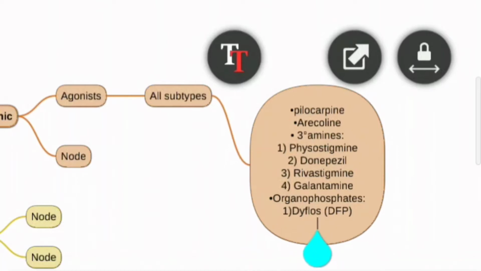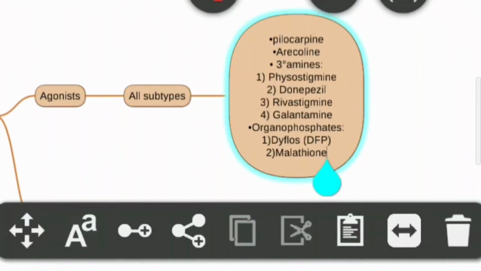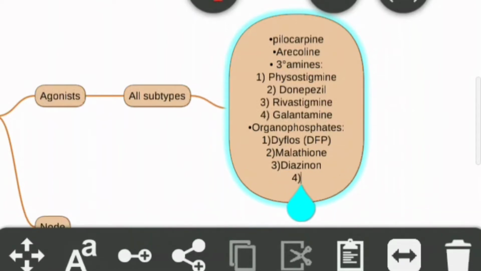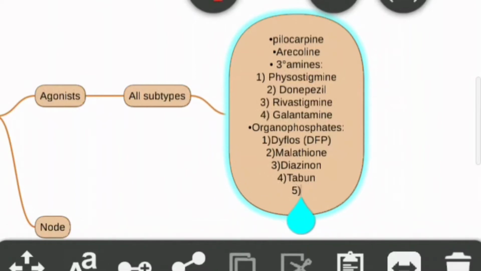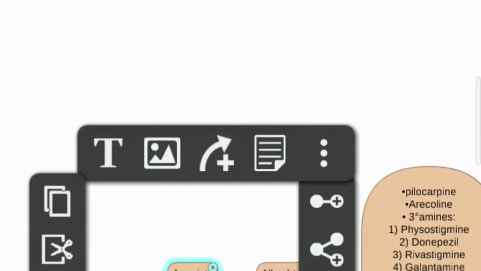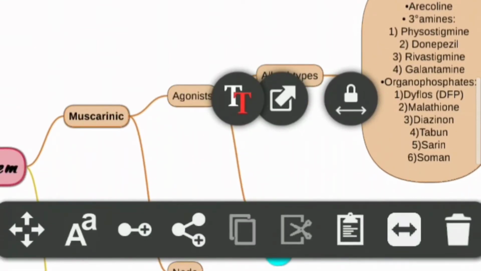Under organophosphates, first diflos, DFP, second malathion, third diazinon, fourth tabun, fifth sarin, sixth soman. Tabun, sarin and soman are used in chemical warfare.